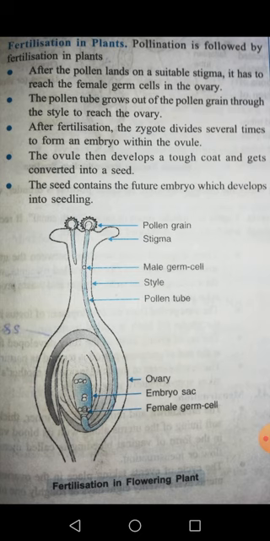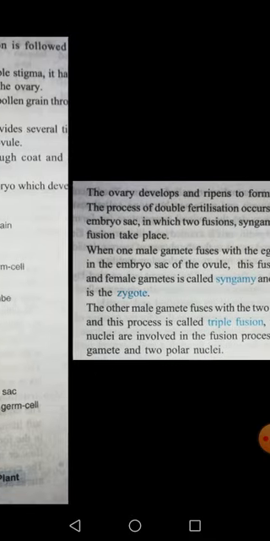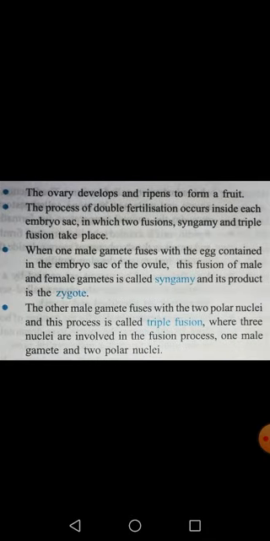After the pollen lands on a suitable stigma, it has to reach the female germ cell in the ovary. So the pollen tube grows out of the pollen grain through the style and reaches the ovary. After fertilization, the zygote divides several times and becomes an embryo. These are the later things. The ovule then develops a seed coat and gets converted into seed. The seed contains the future embryo which develops into seedlings. The ovary develops and ripens into the fruit.